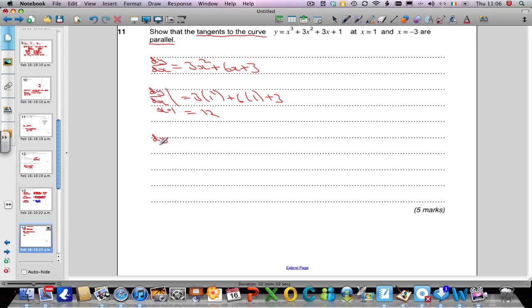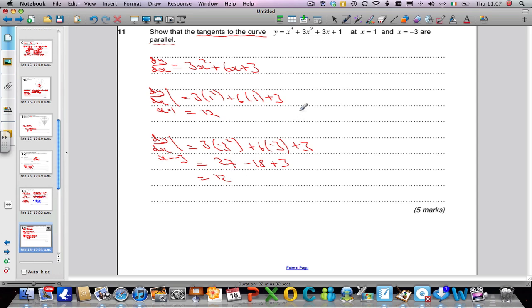Right, let's do the second one, dy dx. And I'm going to evaluate that now at x equal to minus 3. So evaluating at x equal to minus 3. That gives me 3 times minus 3 squared plus 6 times minus 3 plus 3. And we get, let me see, minus 3 squared is 9, 9 times 3 is 27, and minus 18 plus 3, and 27 take away 18 plus 3 is 12.